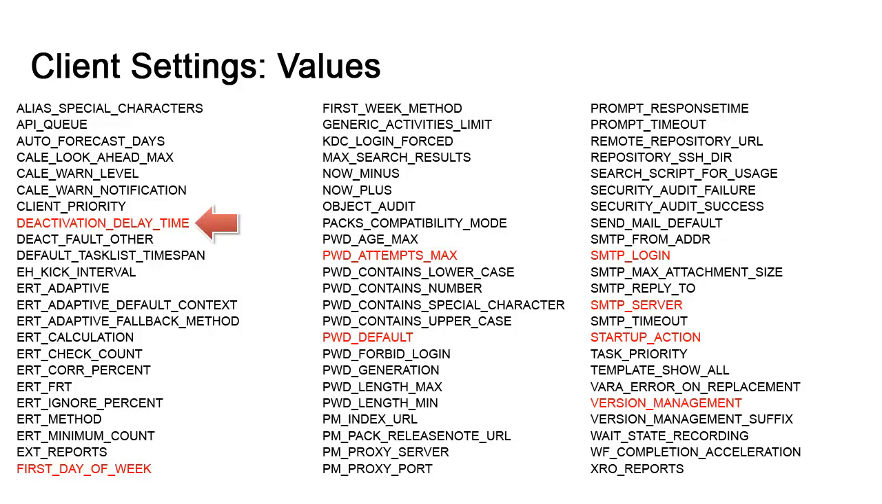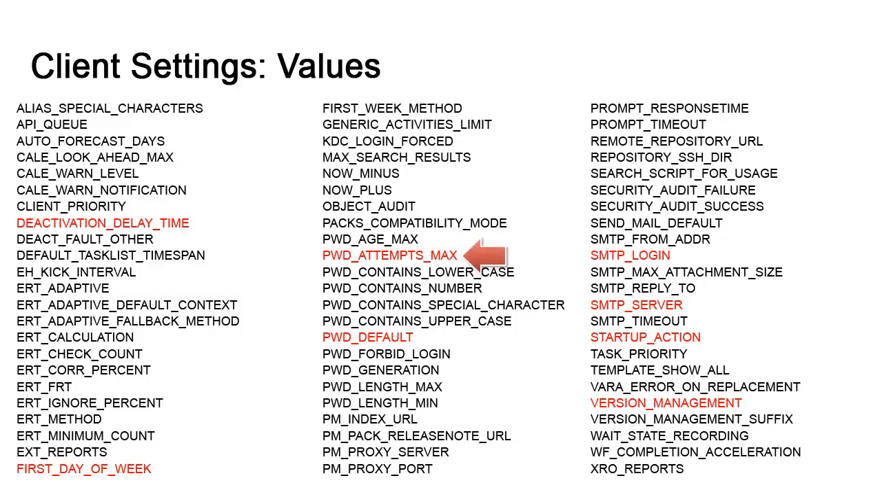Deactivation delay time delays the activation of a task by a parameter in minutes. First day of the week sets the first day of the week in the calendars you create. This is a setting which varies from one country to the next, and you can set the first day with a number, 1 being Sunday, 2 being Monday, and so forth.